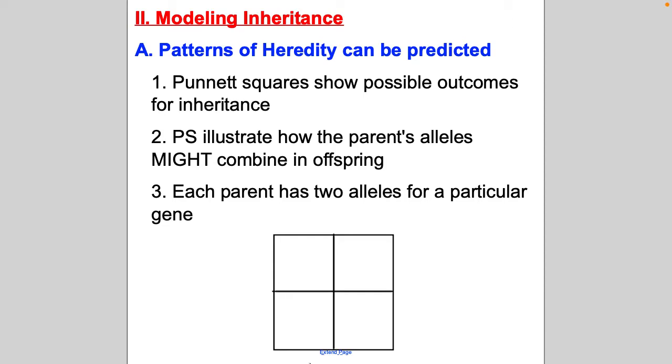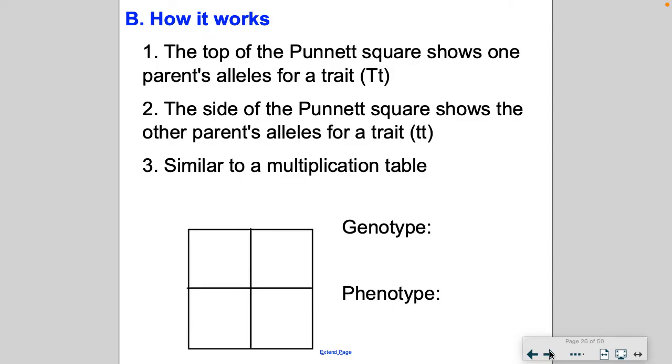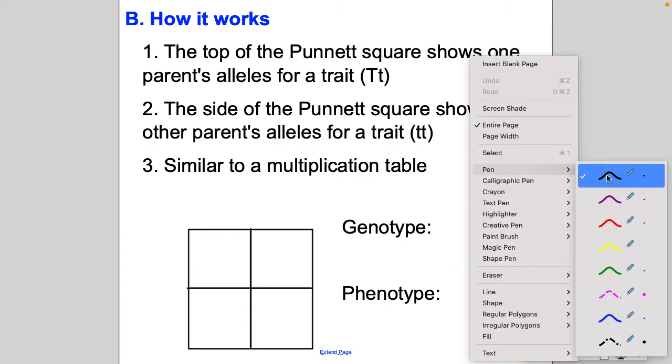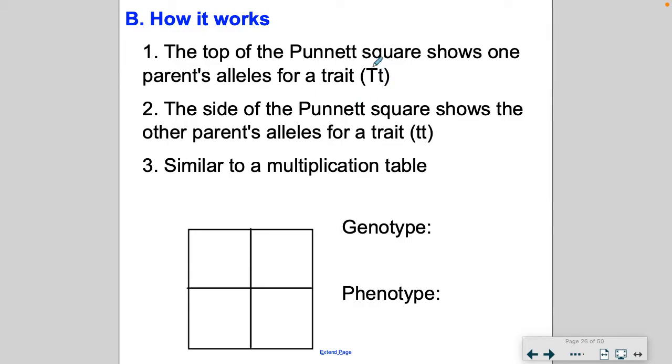So this is what a Punnett square looks like. It's a square, and it's divided into 4 squares, okay? So this is how it works. The top of the Punnett square shows one of the parents' alleles. Okay, so I'm going to grab my pen here for a trait. Let's just say we have a parent that's big T, little t.